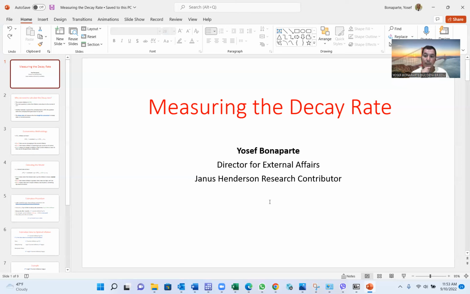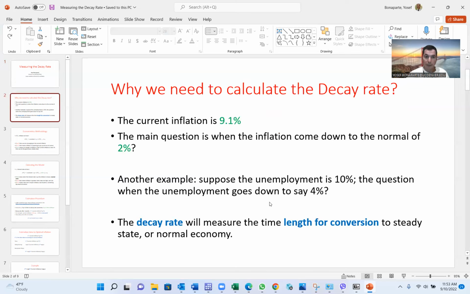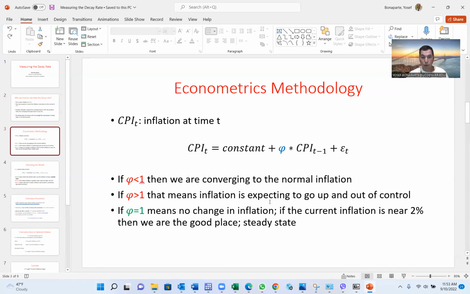Again, let's wrap up our example. And I'm happy with this example. Very current, very important. We care about this. And this is a hot topic at the Federal Reserve table. We have a high inflation of 9%. We want to go to 2% inflation. The question is what the Federal Reserve has to do and when we will be at normal inflation.